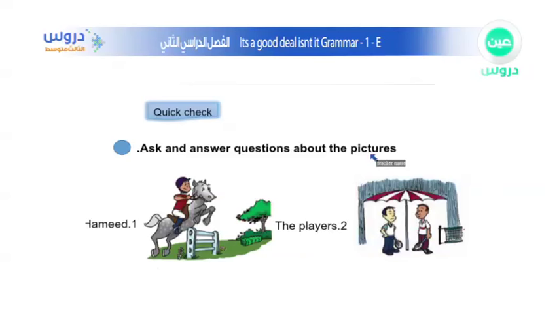Ask and answer questions about the pictures. Hamid, number one. Suppliers, number two. What do you think? Hamid. Okay. Was Hamid able to ride his horse? Yes, he was. Yes, he was so clever.